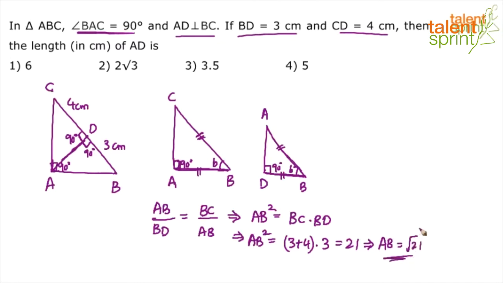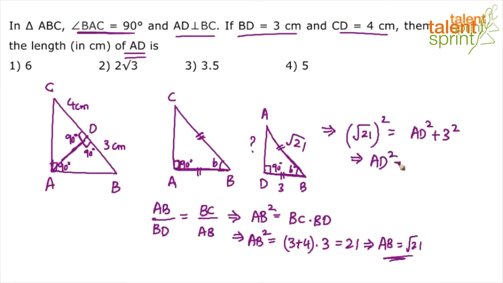But what are we supposed to find out? We are not supposed to find out AB. The requirement is AD. What is AD? Now AB is root 21. We already know that BD is 3. So can you find out what is AD? This is a right angle triangle. Apply Pythagoras theorem. So according to Pythagoras theorem here, root over 21 square should be equal to AD squared plus 3 squared. So from this AD square is 21 minus 9, which is 12. Or finally AD will be equal to root 12. What is root 12? 2 root 3. So option 2 would be the answer.